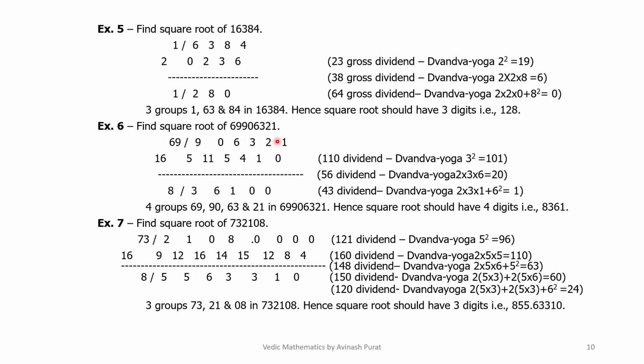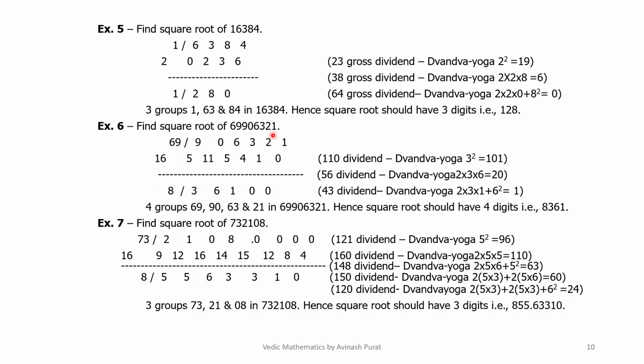Is next dividend. There also the Dvandva Yoga is 2 into 3 into 0 plus 2 into 6 into 1, that is 12. 2 into 3 into 0 is 0 and 2 into 6 into 1 is 12. So 12 minus 12 is 0. So quotient is 0 and remainder also 0.